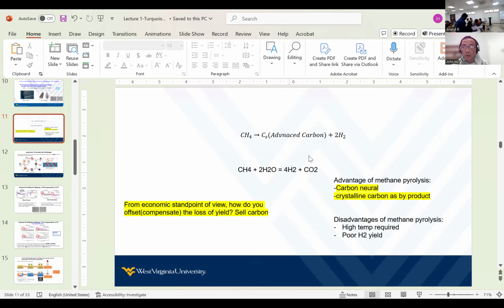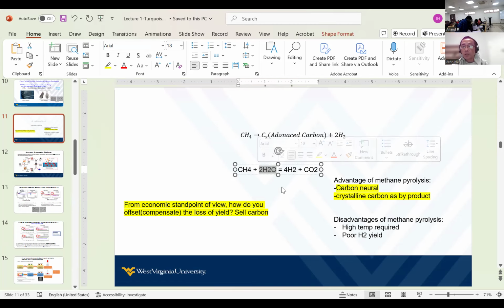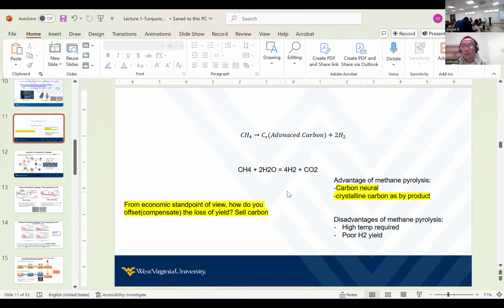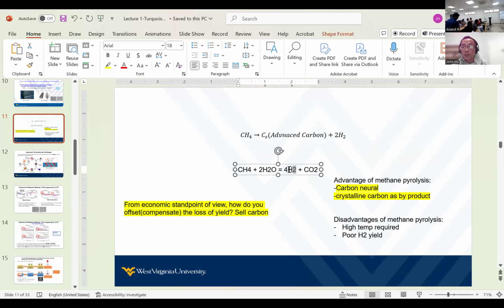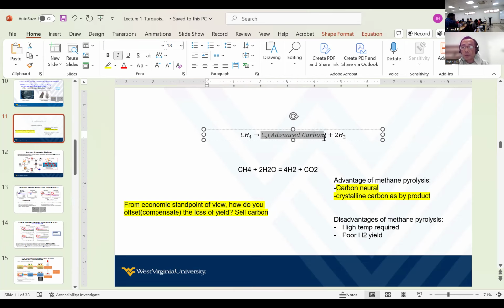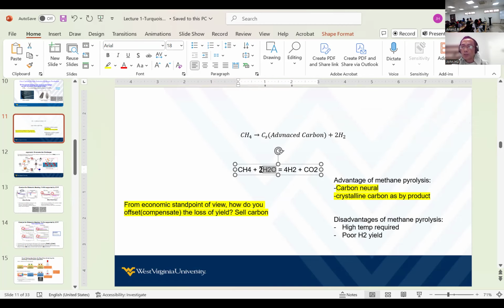4 hydrogen, 2 hydrogen. Water is not in the equation. You have to assume water is free. You follow me? So that's why if you lose the hydrogen, you have to compensate. How do you compensate? This carbon. You compensate that to allow the loss of hydrogen. So I do not understand your question about the water. Why is water in the picture?